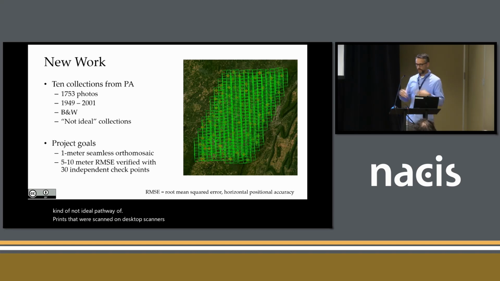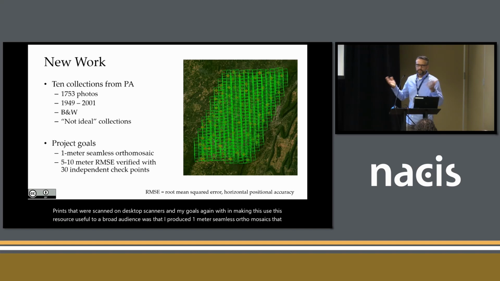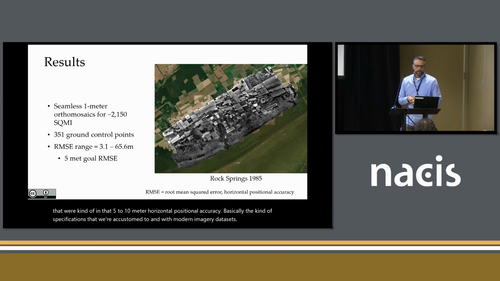And my goal, again, in making this resource useful to a broad audience, was that I produce 1 meter seamless orthomosaics that were in that 5 to 10 meter horizontal positional accuracy, basically the specifications that we're accustomed to with modern imagery data sets. The results were that I was able to do that for all 10 collections. Together, they cover over 2,000 square miles of Pennsylvania.